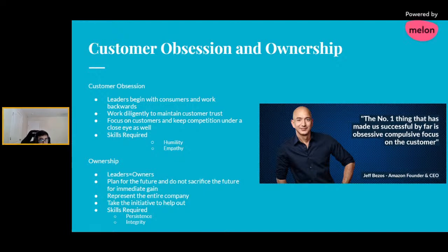For ownership, leaders equal owners, and it's where you plan for the future and do not sacrifice the future for immediate gain. This represents the entire company, and you want to take the initiative to help out in order to show ownership. The skills required for this are persistence and integrity. And we have a quote here from the CEO of Amazon, which basically says the number one thing that has made the corporation successful by far is obsessive compulsive focus on the customer, which is customer obsession.